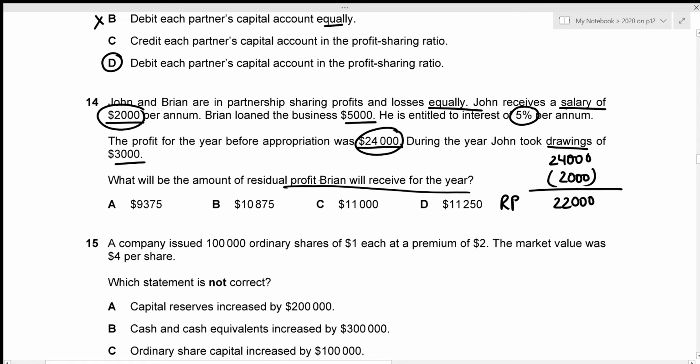But we only need to figure out the residual profit for Brian, right? Now we just need to divide it on the basis of the profit sharing ratio, which is equal, right? Which means that there are only two partners, so we need to divide it equally among two partners. So that's 22,000 divided by 2, which results in the value of 11,000. And this amount is given in option C. That will be the correct answer. Now we can move towards question number 15.